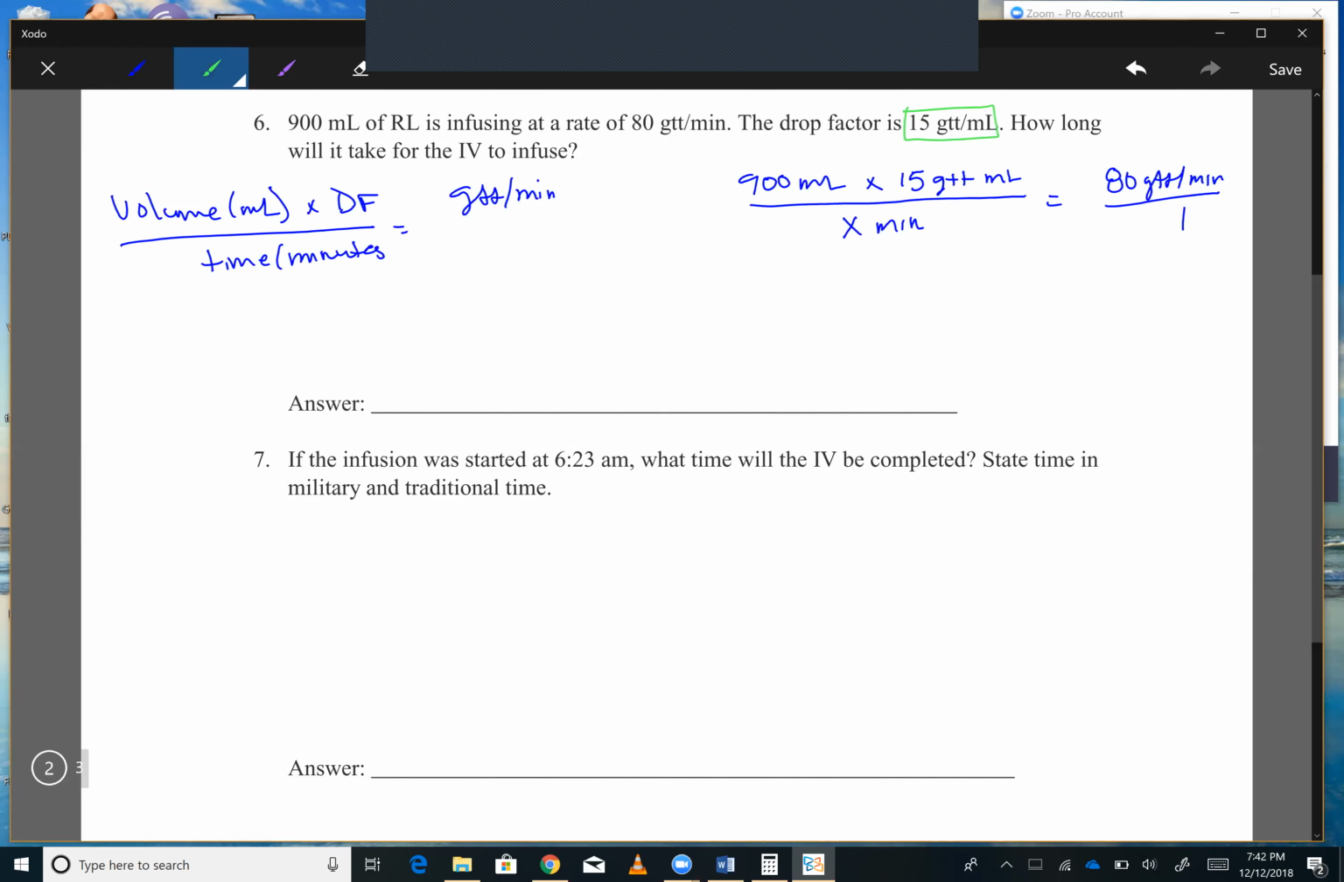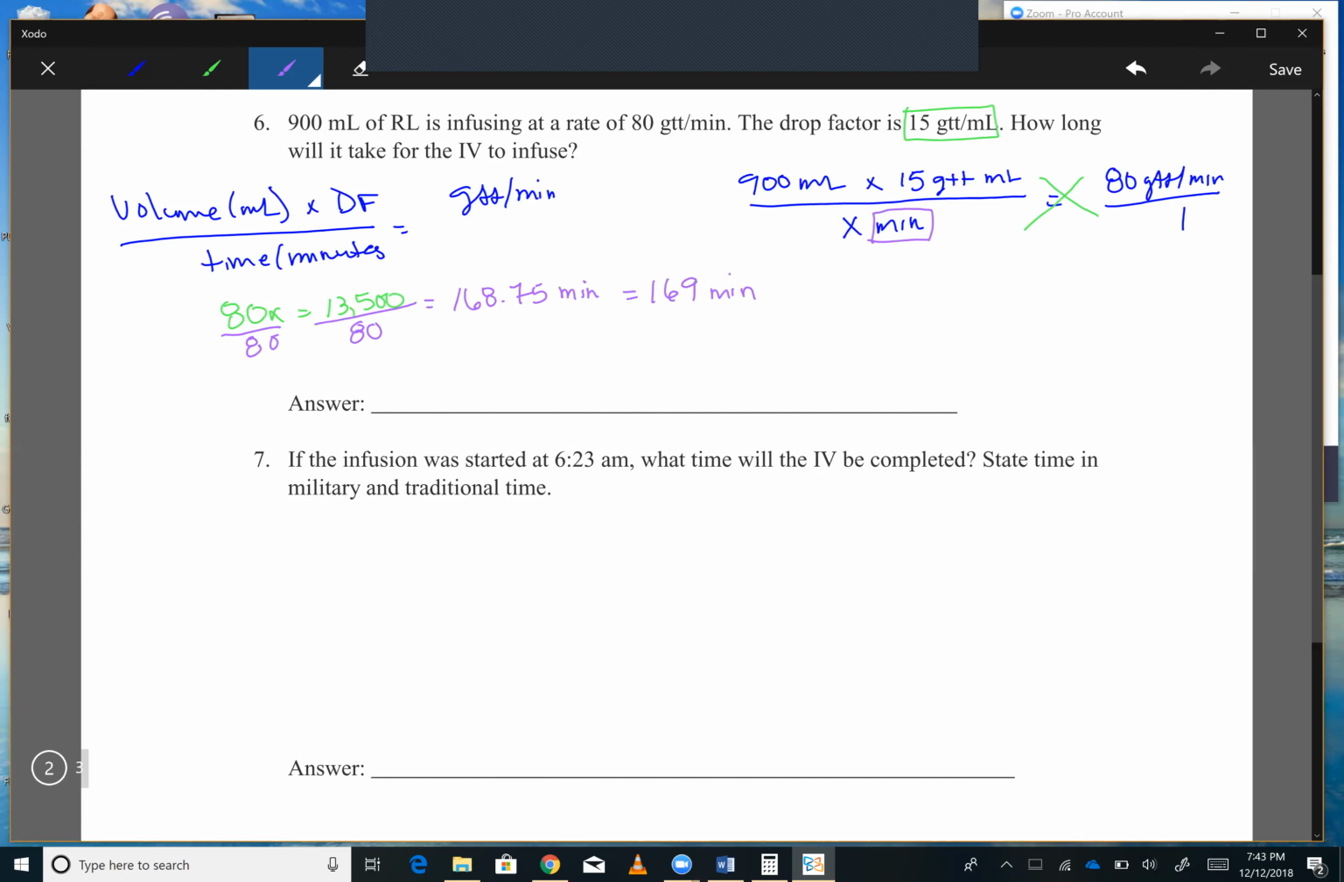So when we're solving this, we are going to cross multiply. So you have 80x is equal to 13,500. You want to divide by what's next to x to get x by itself. And that answer is 168.75. And it's minutes, because that is the label that is next to x. But I want to make this a whole number, so 168.75 is going to be 169 minutes.